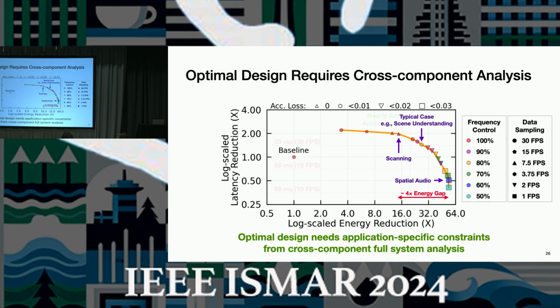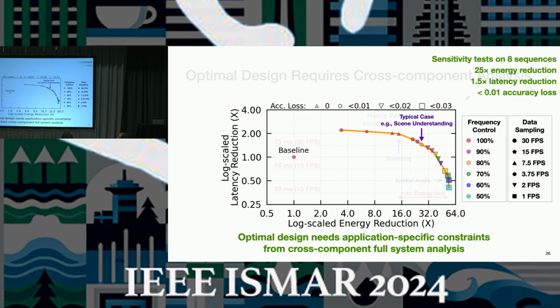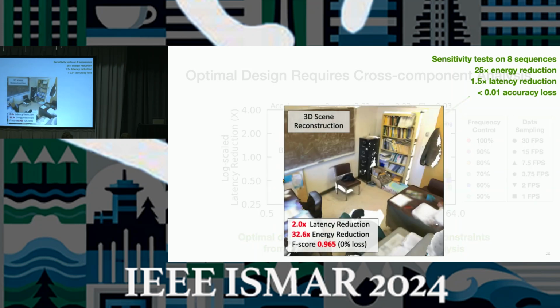We further run sensitivity tests on 8 representative sequences using the design identified for typical scenarios, and we observe consistent results with an average energy reduction of 25x and a latency reduction of 1.5x, while maintaining less than 0.01 accuracy loss. Here we show a sample sequence again to show that the identified design can effectively mitigate energy usage while maintaining accuracy and latency constraints. We skip other results but refer people to check out the papers for more details due to time limits here.